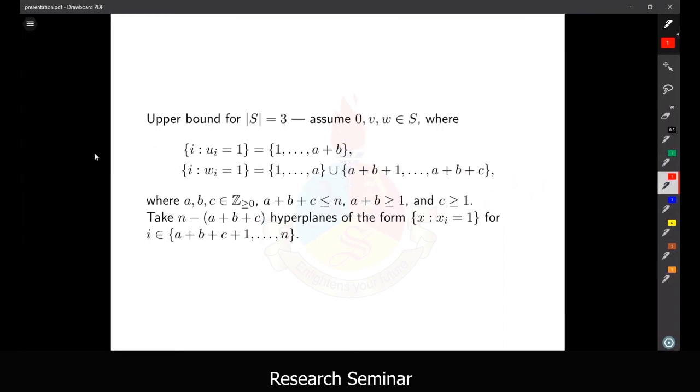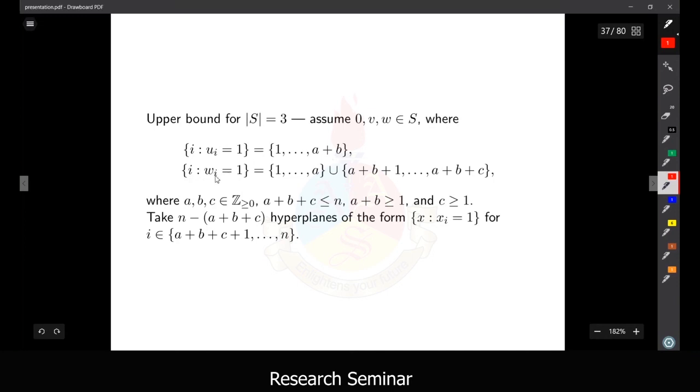So if we want to find an upper bound for the size of S equal to 3, then we proceed in a similar fashion. So we first assume that we have some vectors which we don't want to cover. So it is some origin, it is some vector v and w. And also we can permute the coordinates in such a way that the set of non-zero coordinates for the first vector is just the set of first a plus b coordinates.